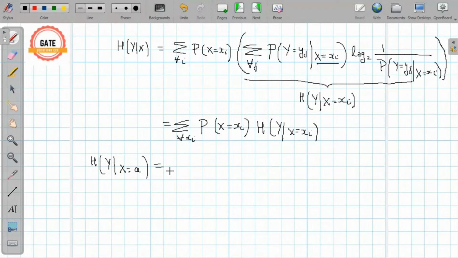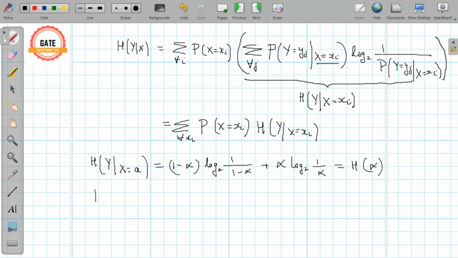So it will be equal to, as you can observe from the transition matrix that we obtained earlier, 1 minus alpha times log 2 of 1 over 1 minus alpha, plus alpha times log 2 of 1 over alpha. And we represent this function by the entropy function H of alpha.